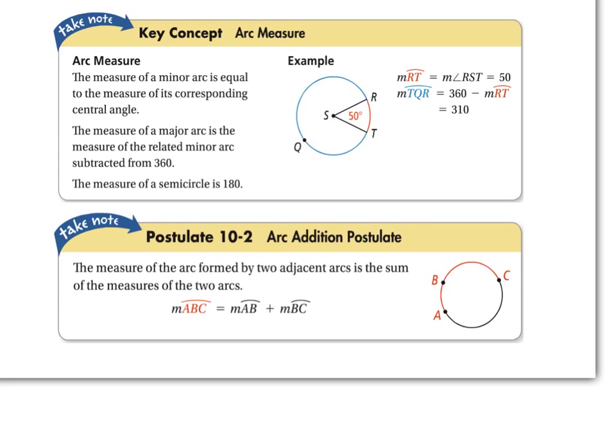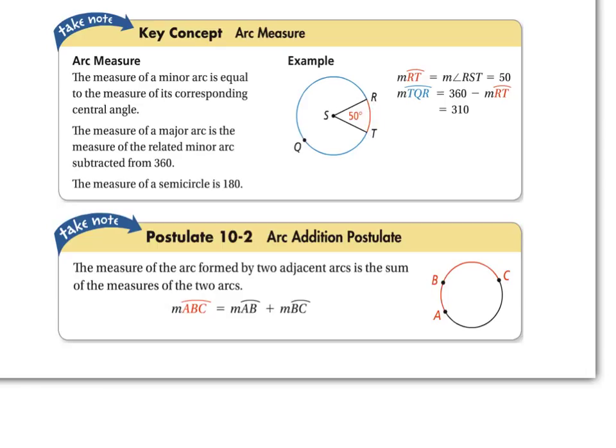Okay, so let's take a look now at arc measure. The measure of a minor arc is equal to the measure of its corresponding central angle. So whatever the central angle is, remember, a central angle is an angle whose vertex is at the center. So in this case here, you'll notice that angle S is 50 degrees. That's the central angle. So if angle S is 50 degrees, then arc RT is going to be the same measure. Okay, the arc measure is 50 degrees.